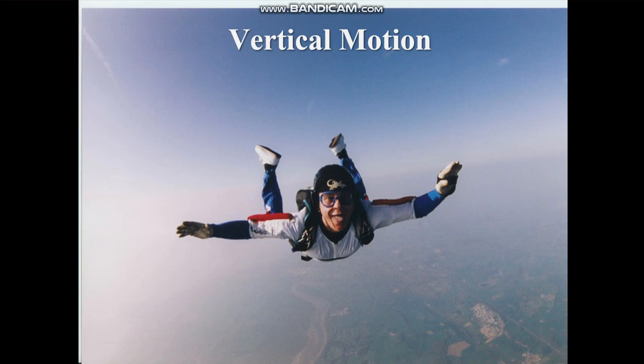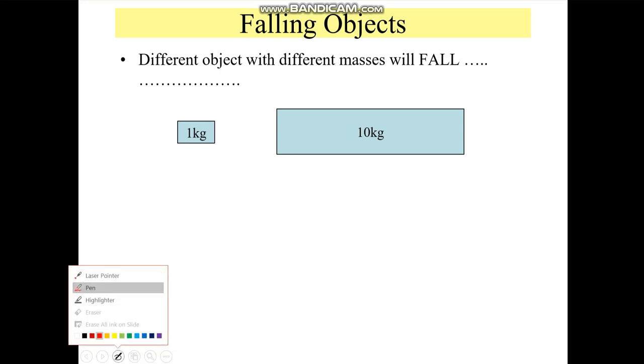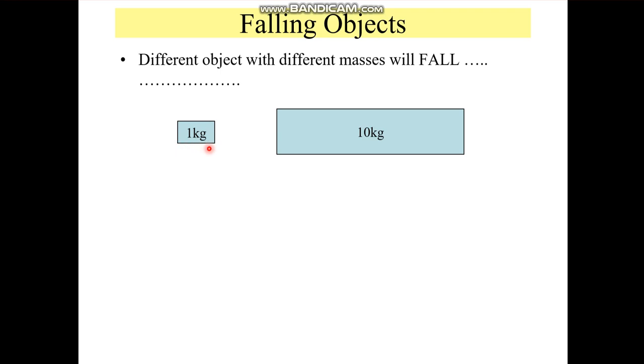Vertical motion. Okay. Here we want to look at objects that are falling, and we want to find out how they fall. Let's consider two different objects of different mass. So we've got a 1 kilogram object on the left, and we've got a 10 kilogram object on the right. The question we're trying to answer is, how are these objects with different mass going to fall?